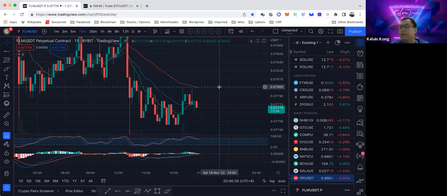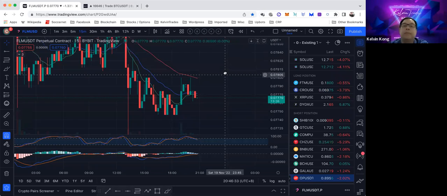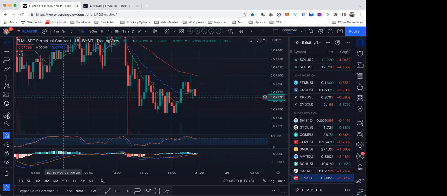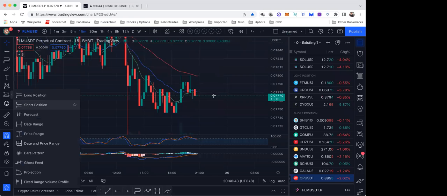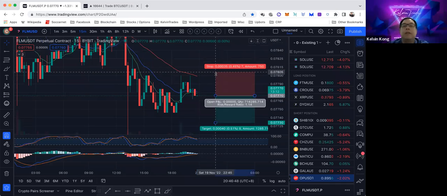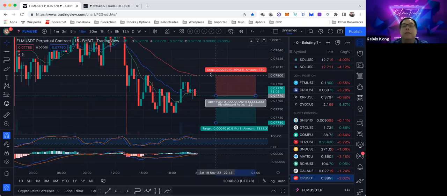So very simple. Kevin, for FLM, we are shorting. Yep, we are shorting.